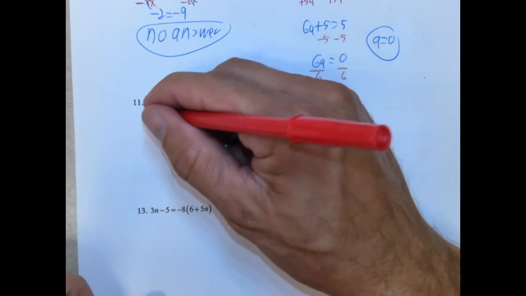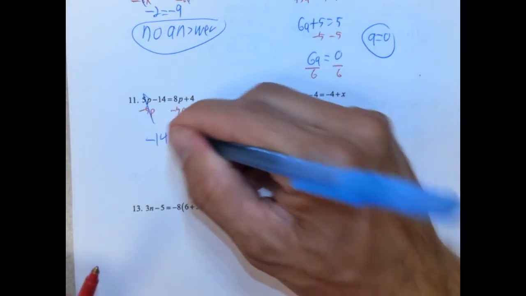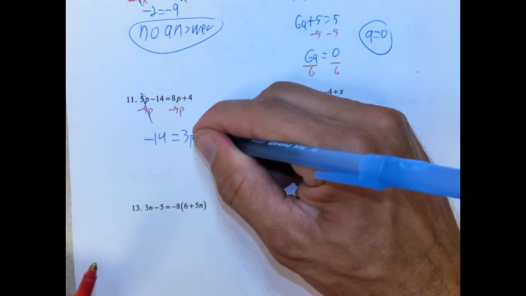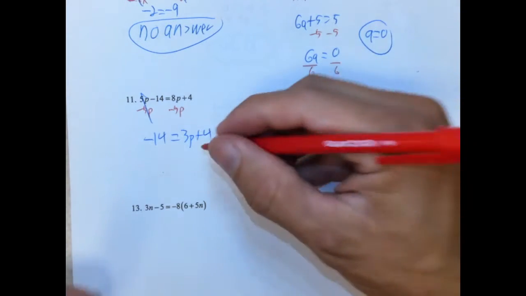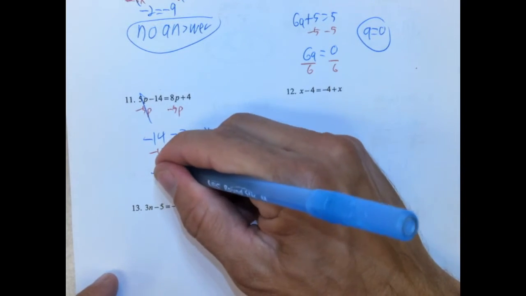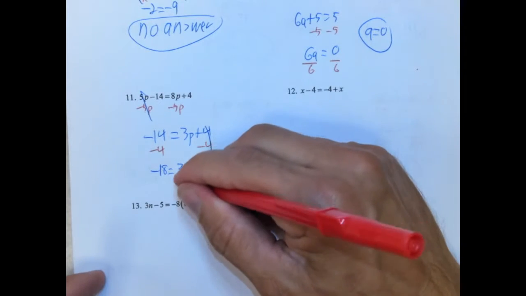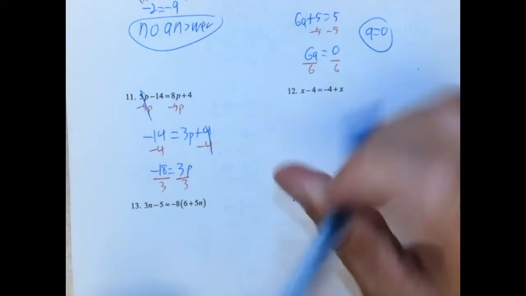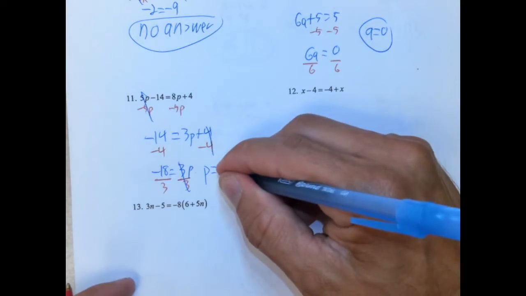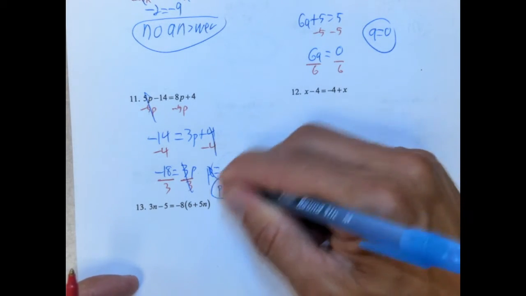Okay, let's get the p's on the same side, so we're going to subtract 5p. So we're going to get negative 14 equals 3p plus 4. Get rid of our constants, we're going to subtract 4 from both sides. Negative 18 equals 3p. Divide by our coefficient, which is 3. P equals negative 6.